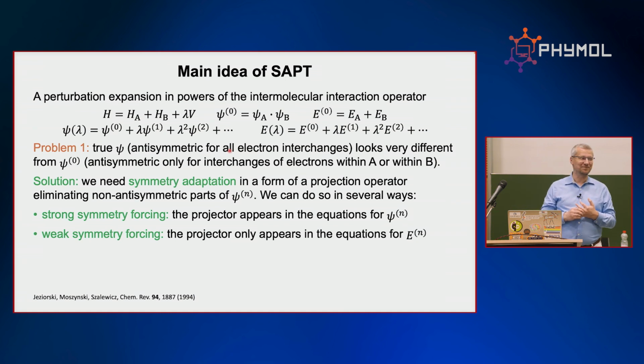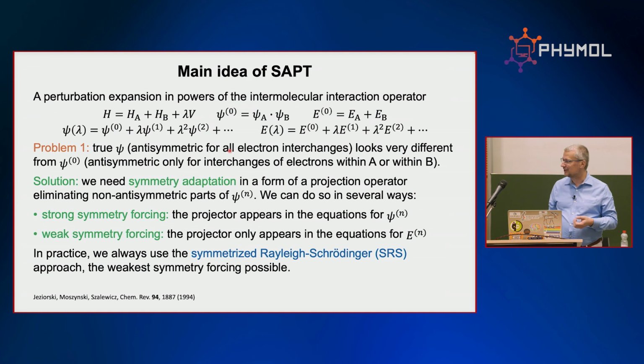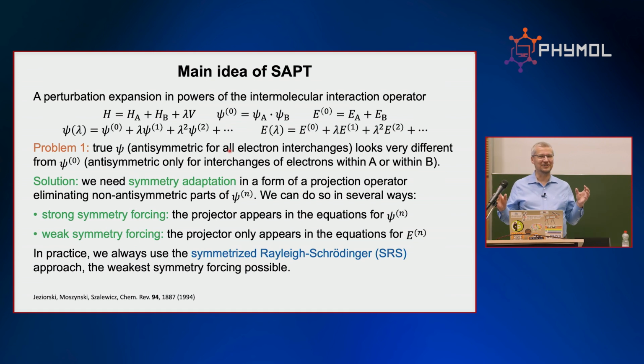And weak is probably easier, but not necessarily as good. So what do we do? Well, in all practical calculations, we do the weakest of the weak symmetry forcings out there. So the so-called symmetrized Rayleigh-Schrödinger approach. So any SAPT code that you might have seen is based on SRS. That's the weakest symmetry forcing possible. We only symmetrize the energy corrections, and only at the end when we run out of other options. But that actually works pretty well, and you do get all of the exchange terms.